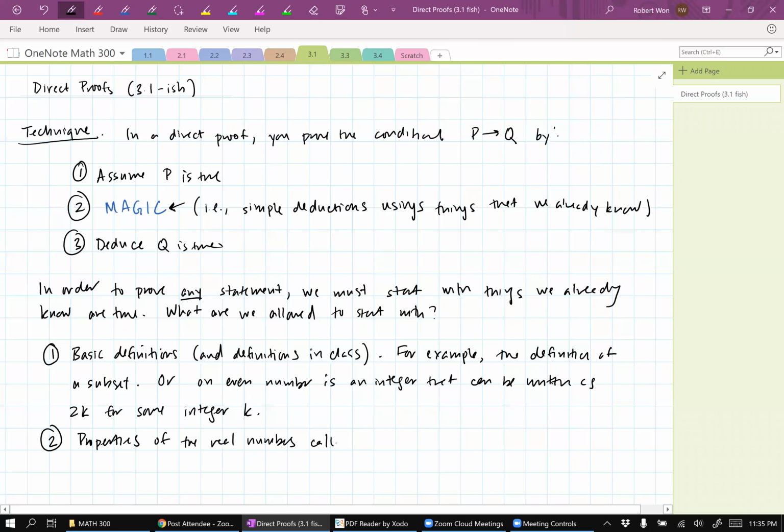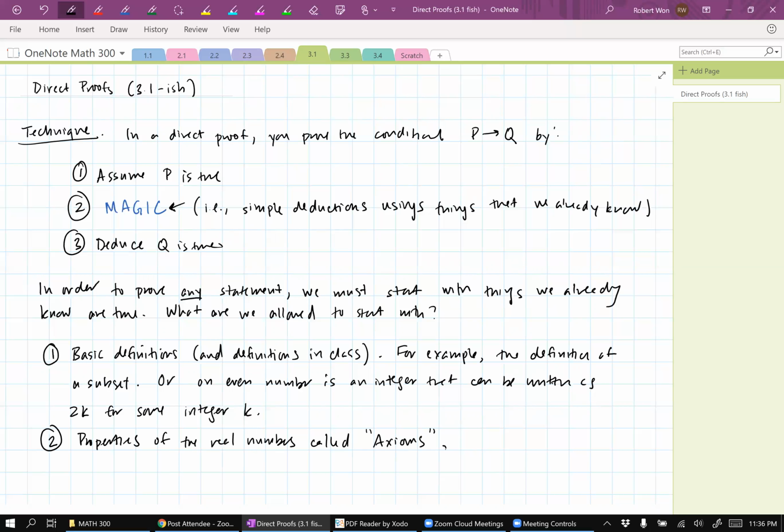These things are called axioms. Okay, so an axiom is just a statement that you assume is true from the start. It's like the foundation of your mathematics. You need to start somewhere, so we'll start by assuming a bunch of stuff is true.